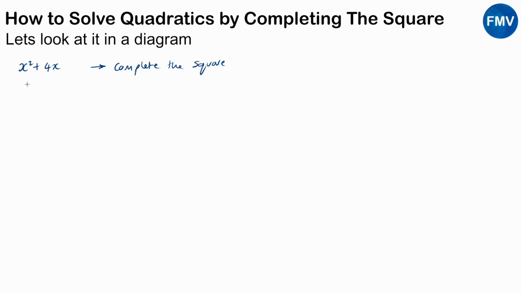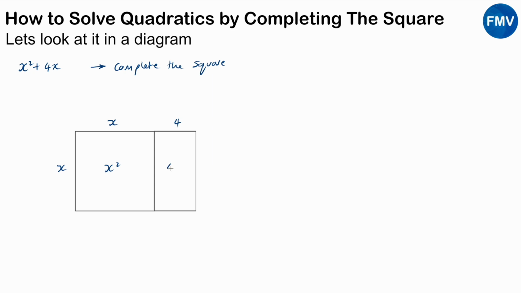So we could probably visualize this. x squared is just a square with side x, and 4x is just a rectangle with side x and side 4. Let's neaten that up. Right, so here we go. If that is x and that is x, we have got x squared, and if that is 4, we have got 4x. As you can see, that's a rectangle.